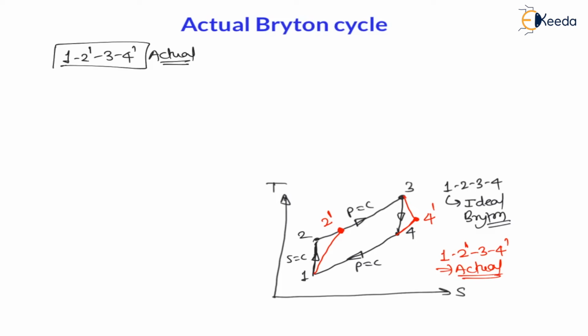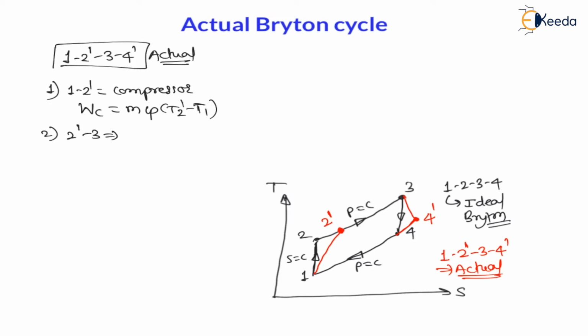Actual Brayton cycle. So, my dear students, here the various processes are: number 1, 1 to 2 dash is the compressor. Therefore, the actual work of the compressor is equal to MCP (T2 dash minus T1), right? Second is 2 dash to 3, which is constant pressure heat supply. For this, the actual heat supplied is MCP (T3 minus T2 dash).